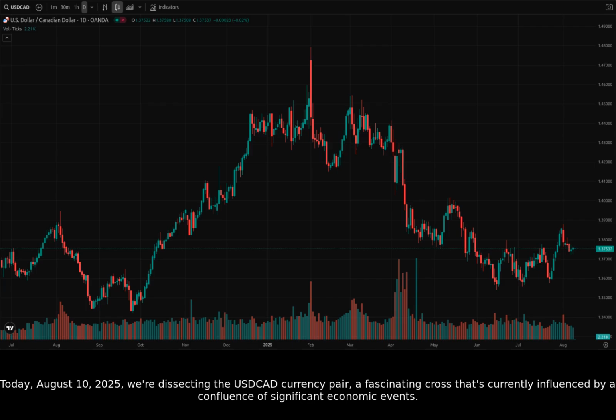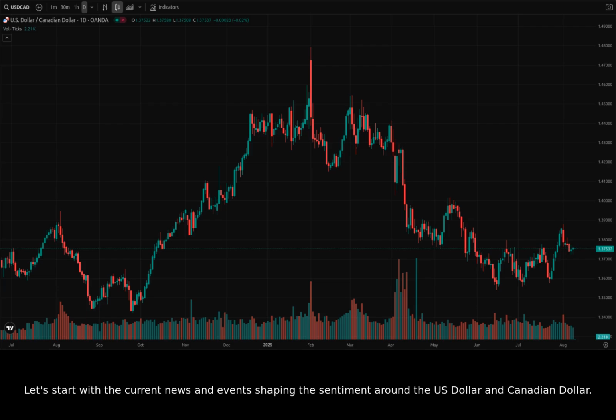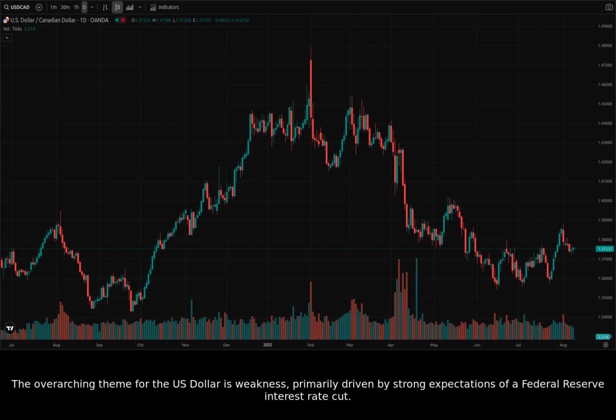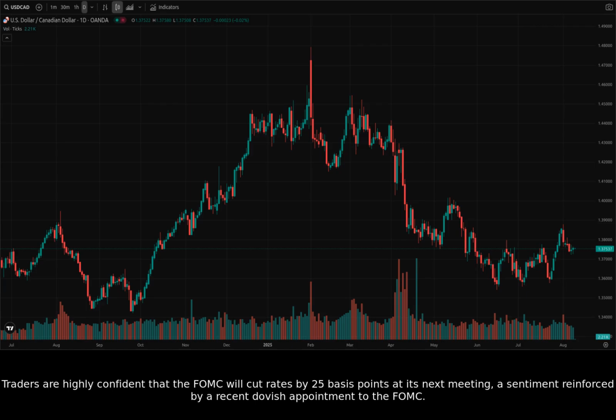Today, August 10th, 2025, we're dissecting the USDCAD currency pair, a fascinating cross that's currently influenced by a confluence of significant economic events. Let's start with the current news and events shaping the sentiment around the US dollar and Canadian dollar. The overarching theme for the US dollar is weakness, primarily driven by strong expectations of a Federal Reserve interest rate cut. Traders are highly confident that the FOMC will cut rates by 25 basis points at its next meeting, a sentiment reinforced by a recent dovish appointment to the FOMC.